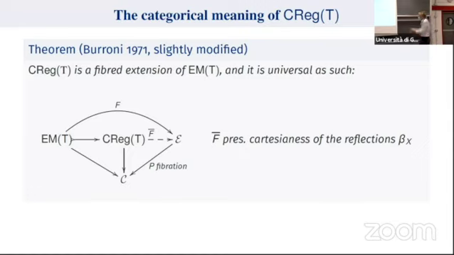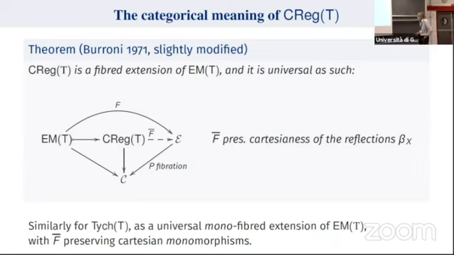Namely, normally you have fibrations over C, but on the left-hand side, from algebra, you don't have a fibration. So C rec T is the universal way of making the Eilenberg-Moore category over C embed into a fibered category over C. And I have indicated the universal property, and you can modify this a little bit, do this also for Tychonoff, but Hausdorff is a separation axiom. You destroy topologicity of the fibration. You still have a mono-fibration. This means Cartesian liftings over monomorphisms.